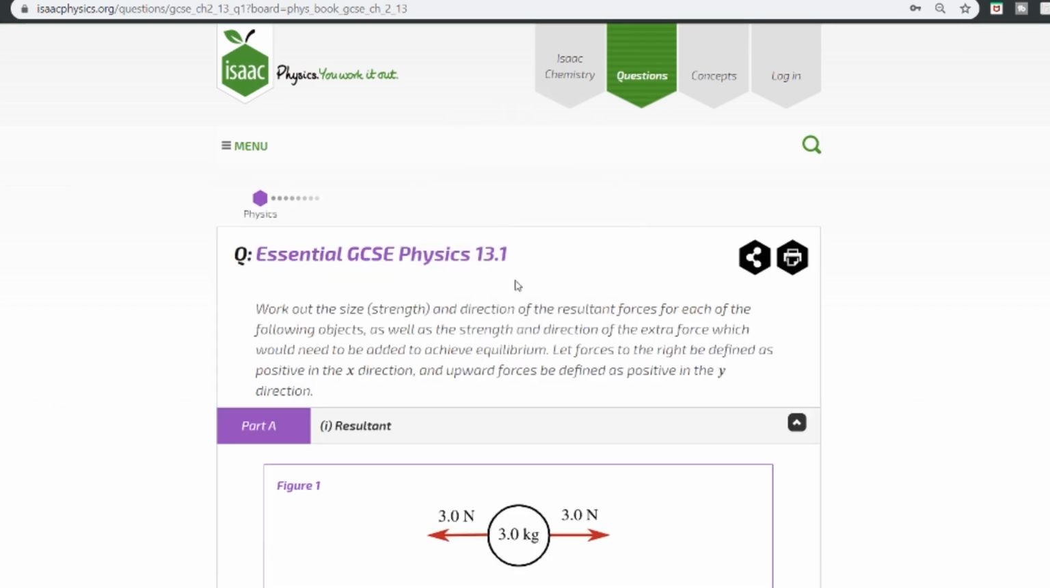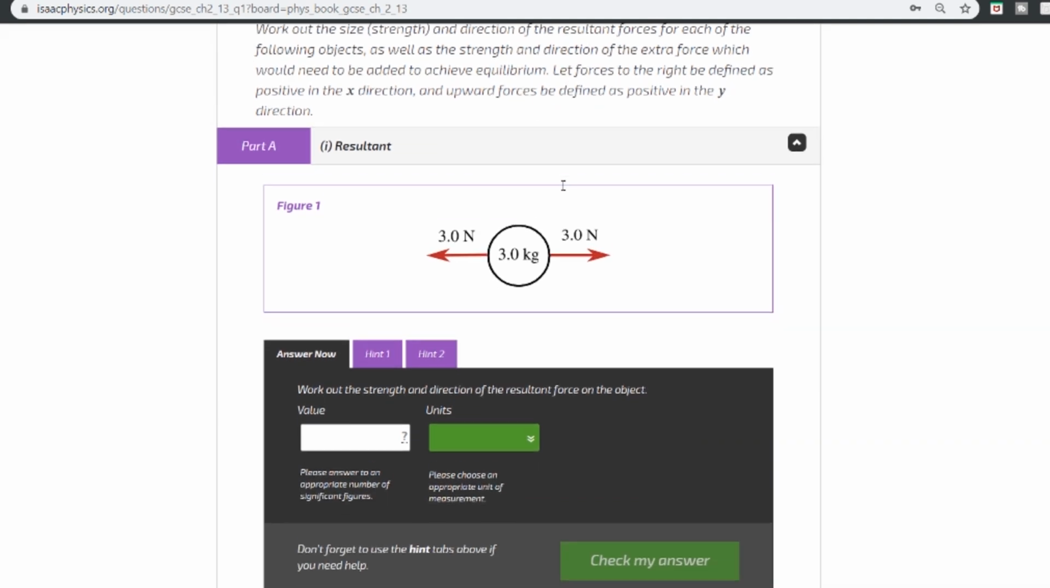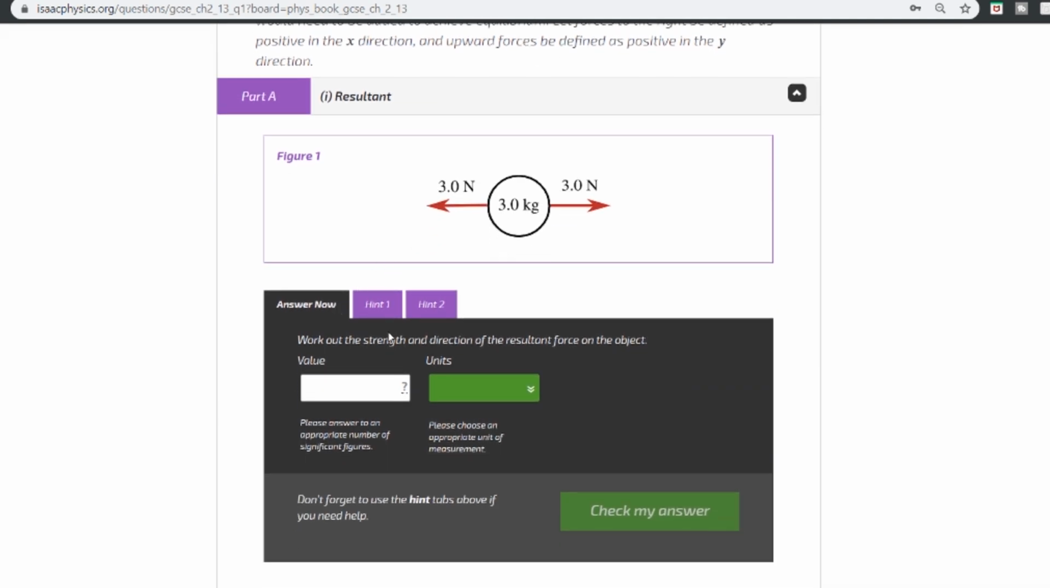So you can see here, the question that is online is the same as the one that's in the book. And when it comes to writing in your answer, what you need to do is just type in your value here. So that's your number, and then choose the units. So this is how we're going to be actually entering our answers.